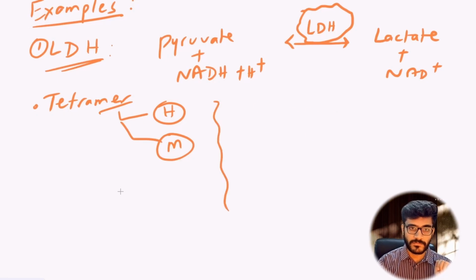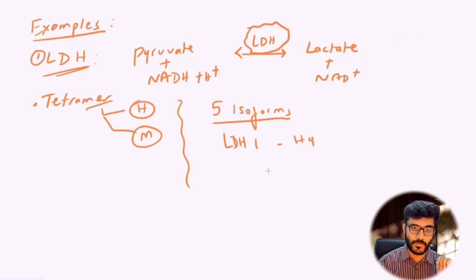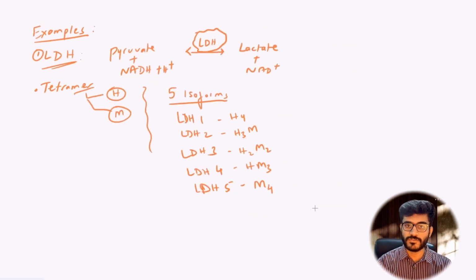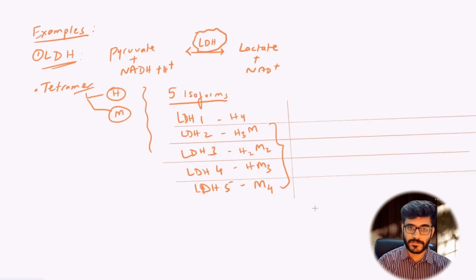Now coming to the 5 isoforms. This is LDH1, LDH2, LDH3, LDH4, and LDH5. So LDH1 has all 4 H's. LDH2 has 3 H's and 1 M. LDH3 has 2 H's and 2 M's. LDH4 has 1 H and 3 M's. And LDH5 has 4 M's. Now all these M subunits will be found in the skeletal muscle and liver. So that is for sure. LDH1 is most specific for the heart. As you can see, it's not very hard to remember this.